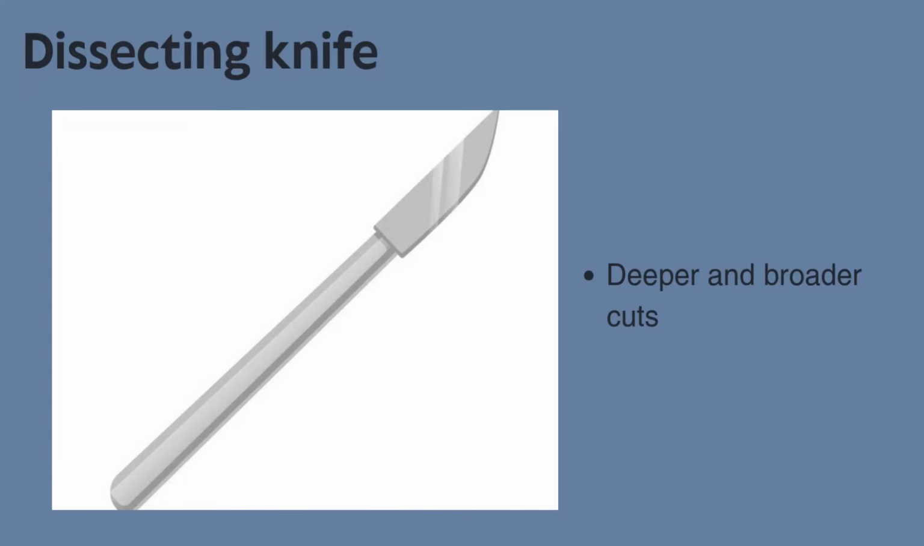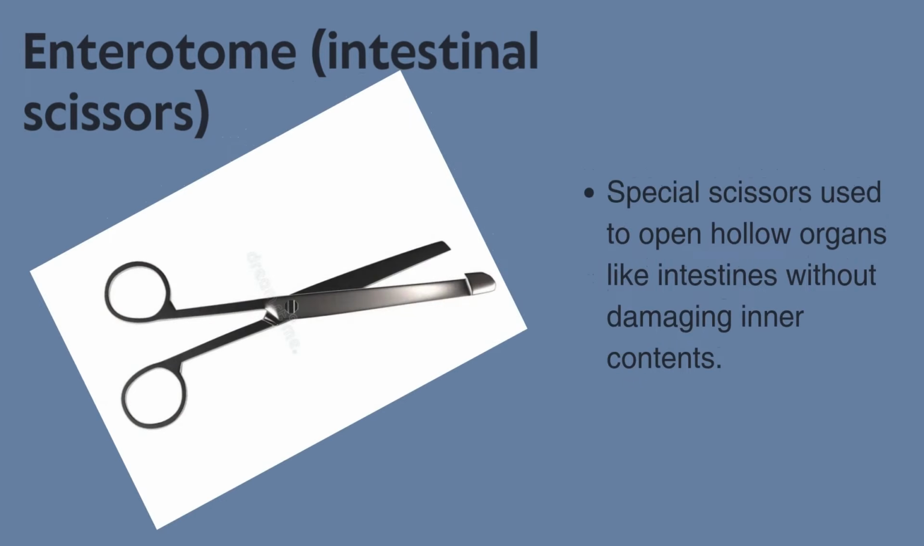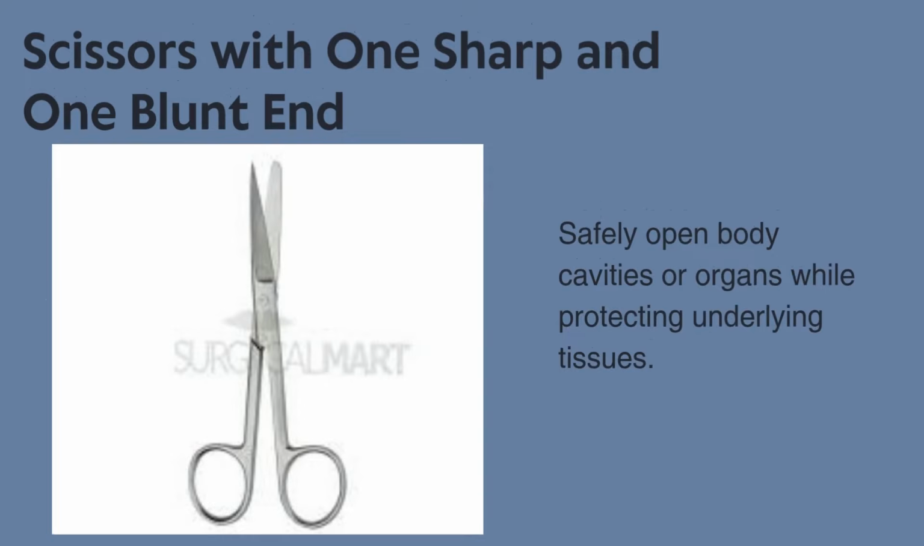Dissecting knife. It is a sturdy knife that is used for deeper and broader cuts through muscles and organs. It offers better grip and control during internal dissection. Now comes anterotome or intestinal scissors. These are special scissors used to open hollow organs like intestines without damaging inner content or cutting too deeply. Scissors with one sharp and one blunt end. These are used to safely open body cavities or organs while protecting underlying tissues.